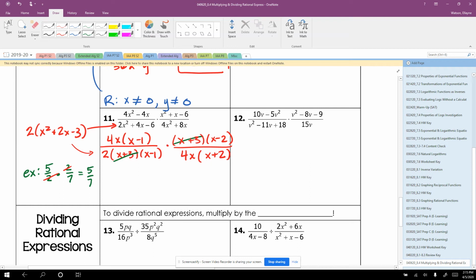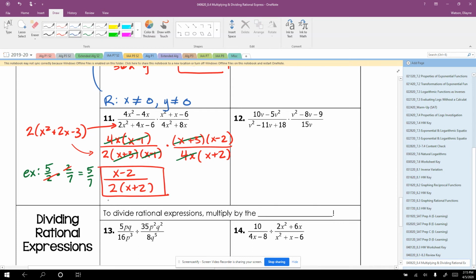Okay, so I can also cancel out x minus 1, 4x, and 4x. And that leaves me with on top x minus 2, and on bottom 2 times the quantity x plus 2.